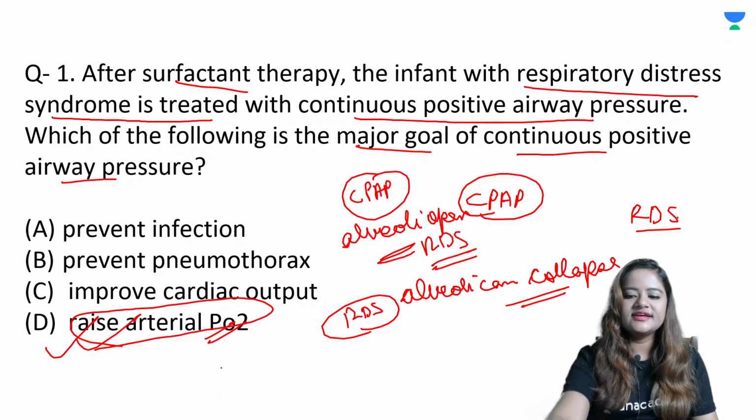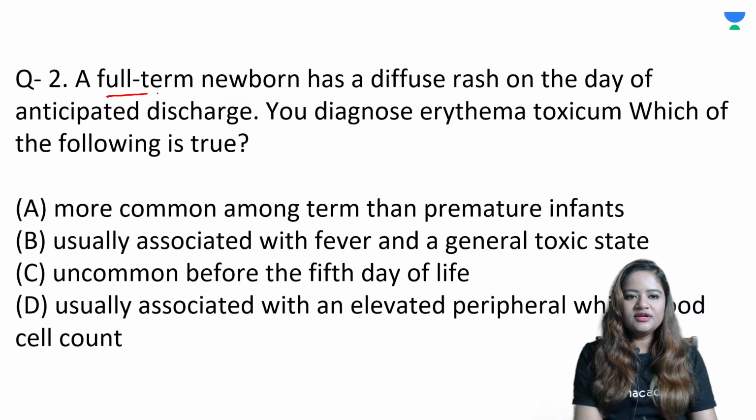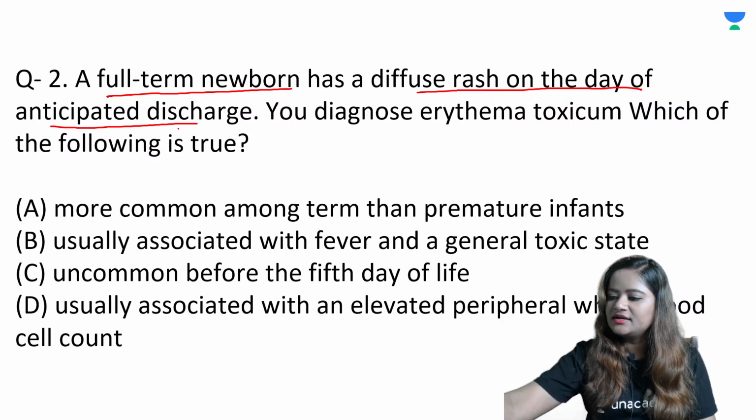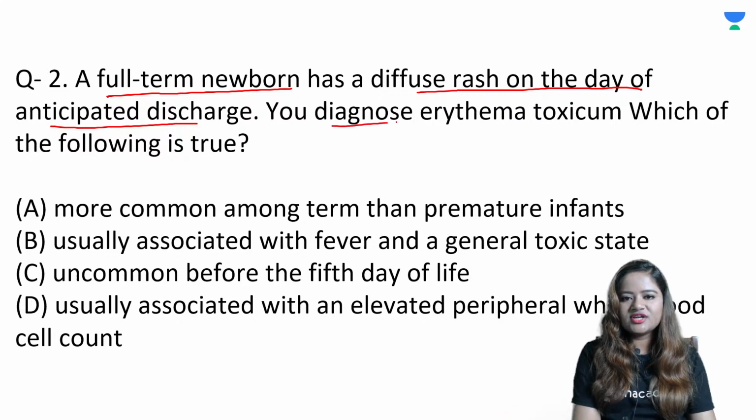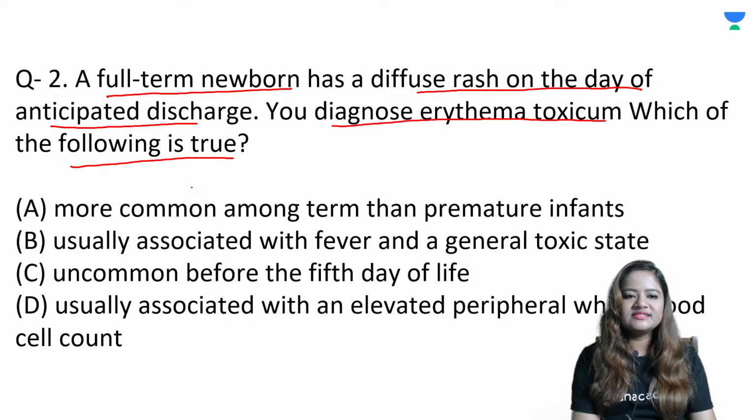Okay, can we move on to the next question? Okay, question number 2. There's a full-term newborn who has got a diffuse rash on the day of anticipated discharge. So you have done all the work, you have made the discharge, everything, and at the time of discharge what happened? You diagnosed that the child has got erythema toxicum. Which of the following is true? It's a very simple question, just one basic concept behind it and you are done with the question.